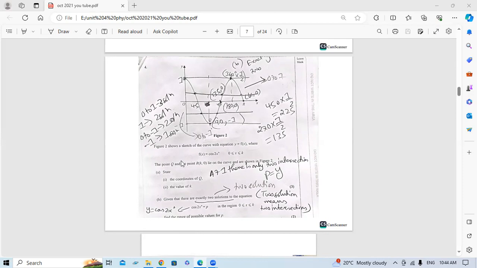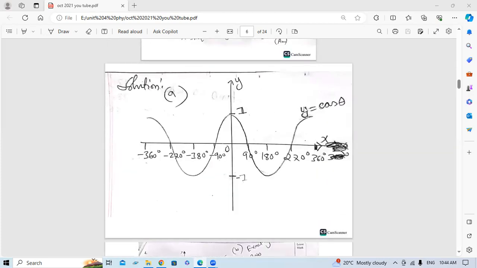Then the solution: 4a1 will be for the coordinates of Q. It has been given in the question that f(x) equals cos 2x degrees. Cos 2x degrees means it's a shift by 1 by 2 in the x direction. So if we look at the normal y equals cos theta graph, you can see it cuts at 90 degrees at first, then at 270 degrees, and it ends at 360 degrees. And the range of it is 1 to minus 1.